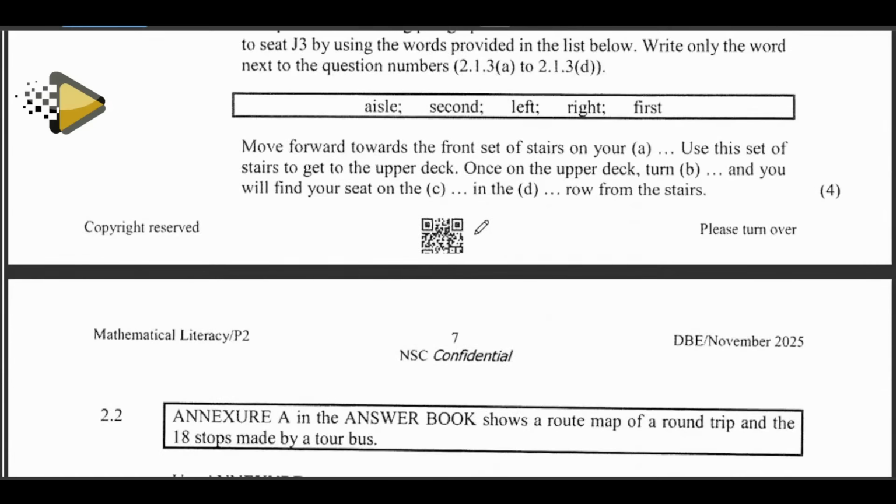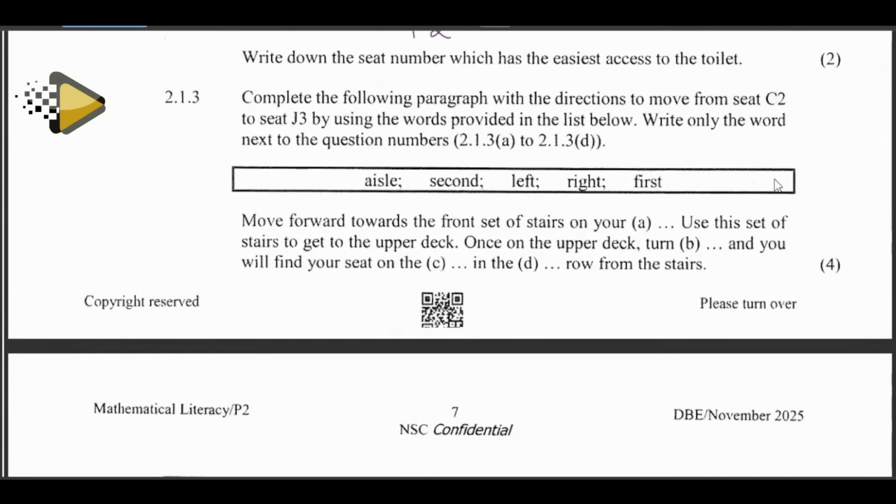Complete the following paragraph. This would be right. This is A. Then B, it's left. C, turn left, and you will find the seat on the third, first, second. In the aisle.